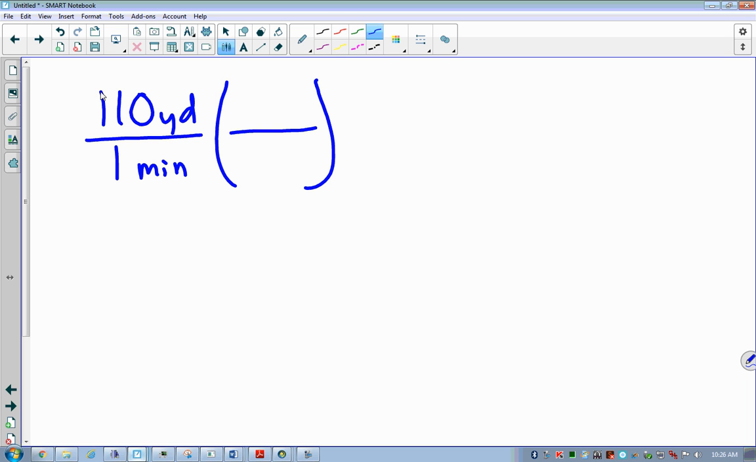All right, do we want to convert minutes to hours, or do we want to convert yards to miles first? Minutes to hours. Okay, so in order to convert minutes to hours, notice that minutes over here shows up in the denominator position. So I need to put minutes in my conversion, but where do I put it?